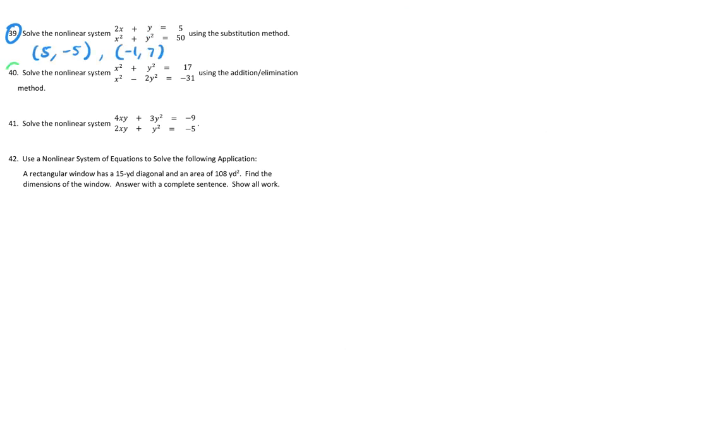Okay, now looking at question 40, we're going to solve the nonlinear system. x squared plus y squared is equal to 17, and then x squared minus 2y squared is equal to negative 31. So we're going to use the addition/elimination method. We need to find a way to cancel out either our x squareds or our y squareds. There's two ways we can do this.